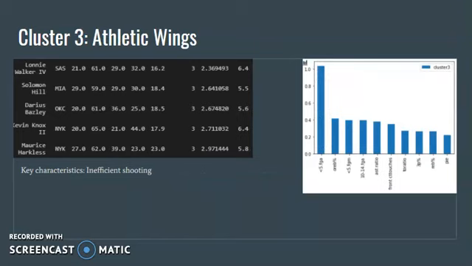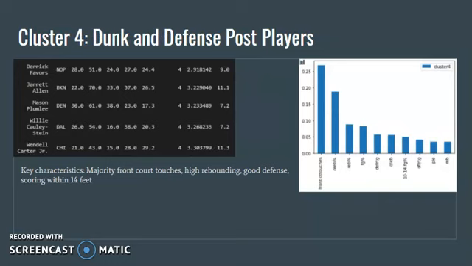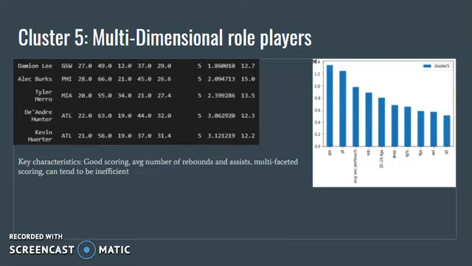Cluster 3 I called athletic wings. There aren't many key characteristics to these players. I would say inefficient shooting would be the top ones. Cluster 4 I called dunk and defense post players. These players have the majority front court touches, high rebounding, good defense, and scoring within 10 to 15 feet.